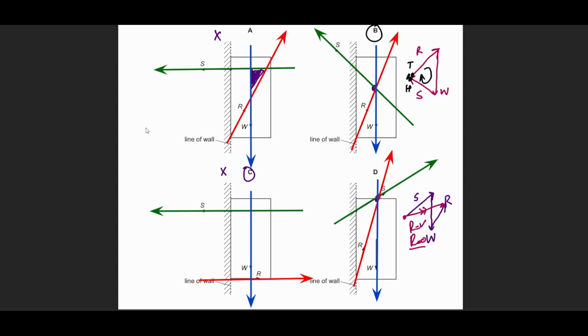I'm going to pause at this point. You can take the screenshot because I'm going to erase this solution and make a new one.